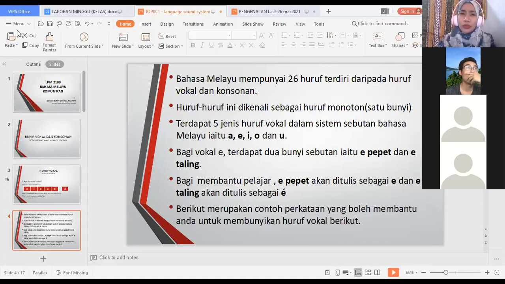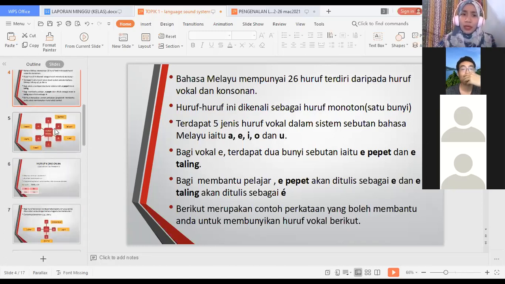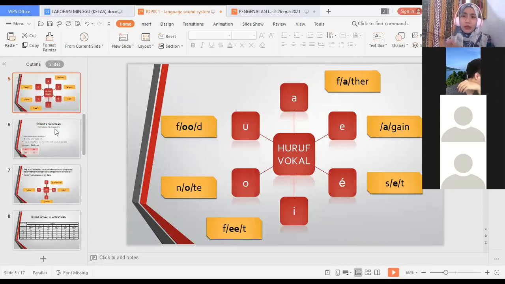So how do you know automatically? Okay, don't worry. You have to know how to read it. First of all, I put simple words in English to help you memorize the sounds of the vowels in Bahasa Melayu.